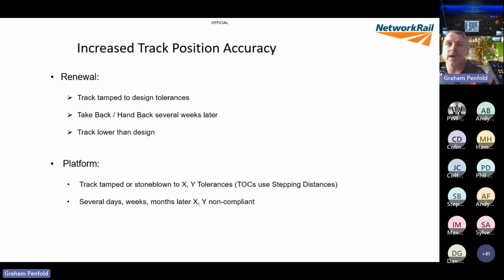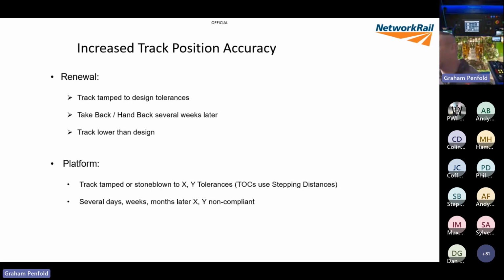And what happens is the tracks attempt to design tolerances on the night, and technicians walk away and think, yeah, that's great. And when it comes to the take back, things aren't quite right. The track is always lower than design. And again, it goes back to the start of the presentation. It's all about track settlement.